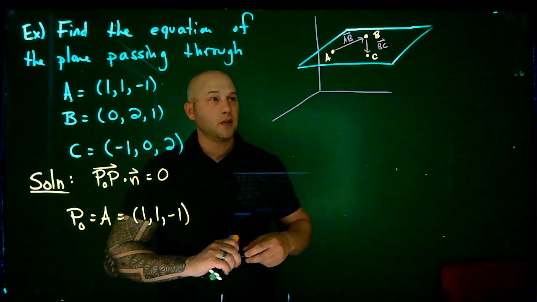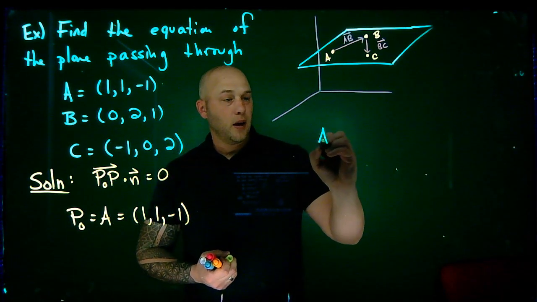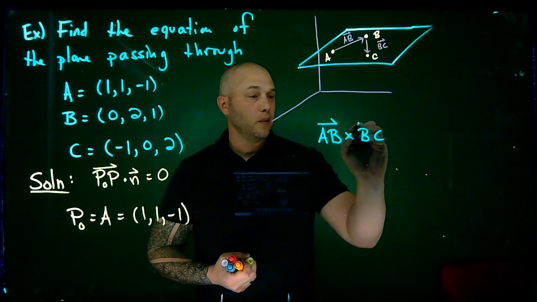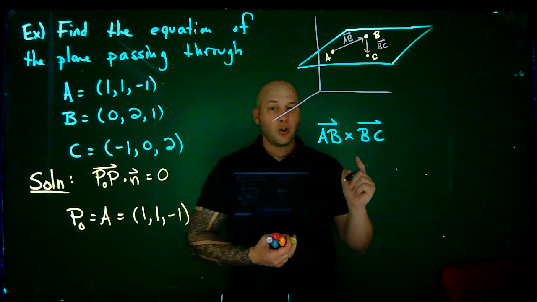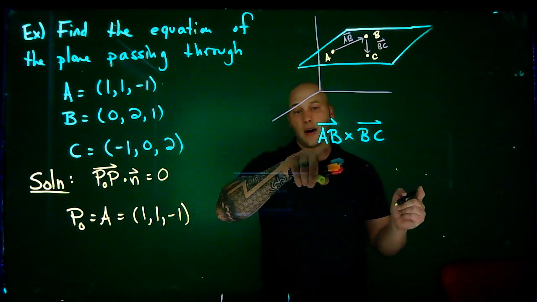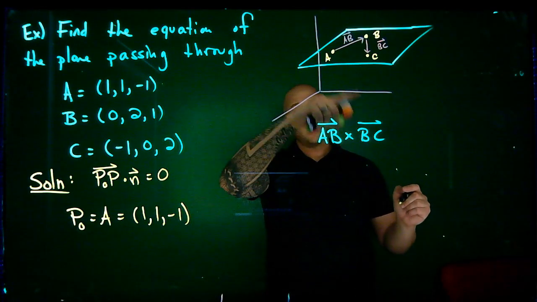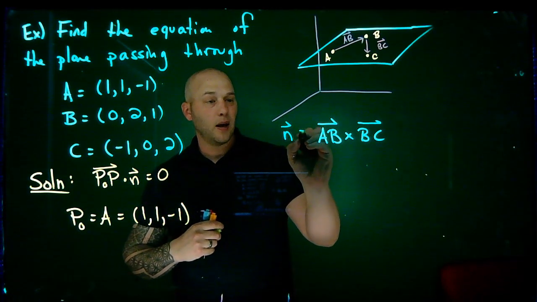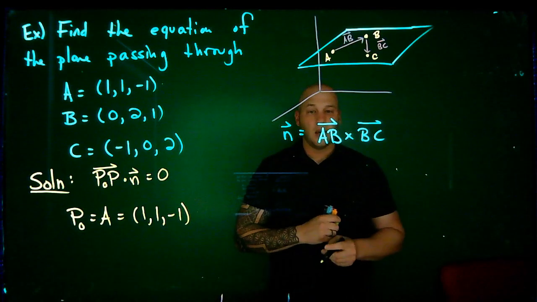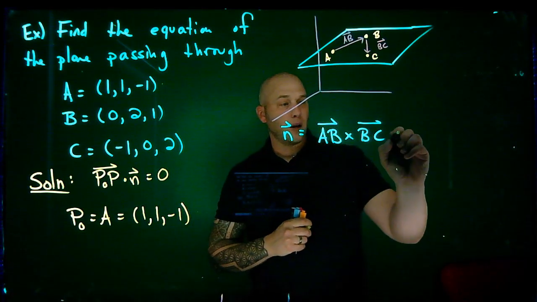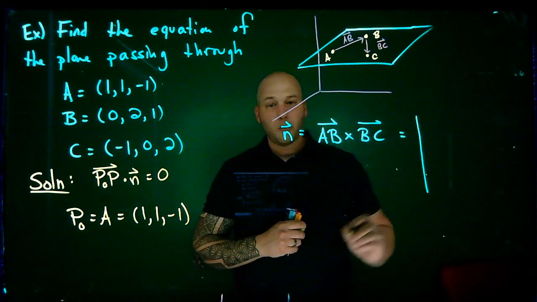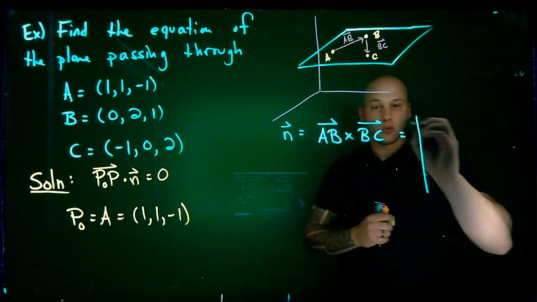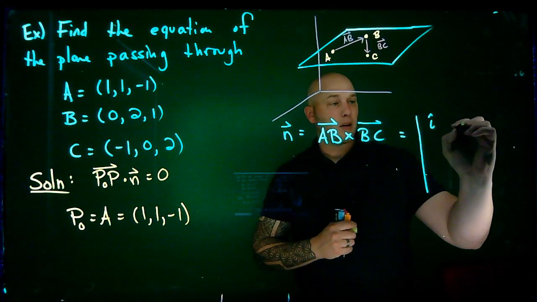And actually, if I say that's the vector AB cross BC, remember that the cross product of two vectors is orthogonal to both. If it's orthogonal to both, it's orthogonal to the plane. Therefore, this is going to be my normal vector n. N is the cross product of AB and BC. And then how do we compute a cross product? Well, remember, a cross product between two vectors is a determinant where the first row of the determinant consists of the unit vectors i, j, k.